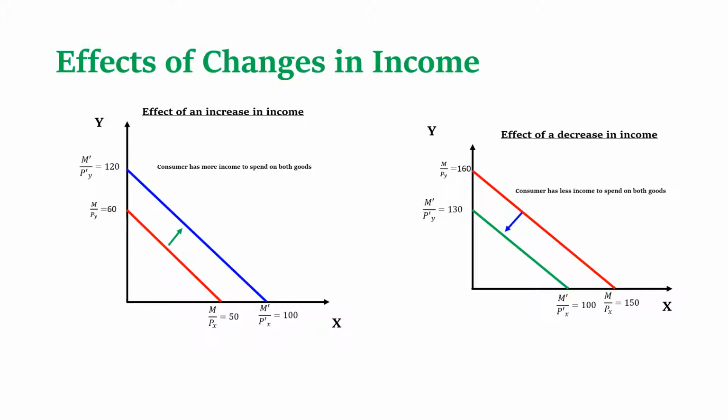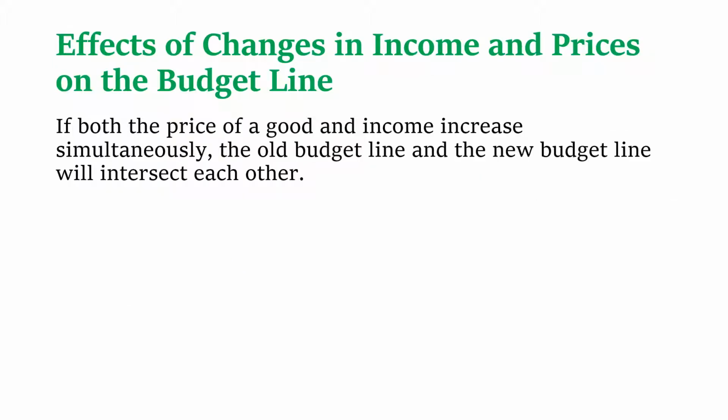Now, just for an illustration here, you see what will happen when the income increases. The budget line shifts to the right when the income increases, and when income falls, the budget line shifts towards the left, as you can see in the two diagrams here. So if both the price of a good and income increase simultaneously, the old budget line and the new budget line will intersect each other.